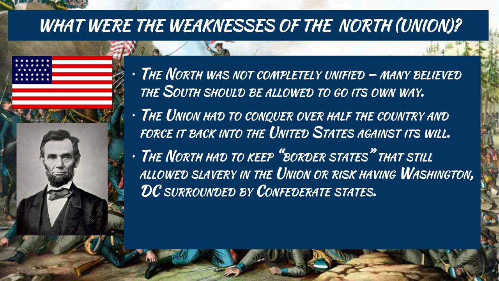The North also had to keep border states, so states like Maryland, states like Kentucky, states like Missouri, that still allowed slavery in the Union, or risk having Washington, D.C. surrounded by Confederate states. Maryland was a slave state. Kentucky, which controlled the Ohio River, was a slave state. Missouri, which controlled very strategic places along the Mississippi and Missouri rivers, was a very strategic state.